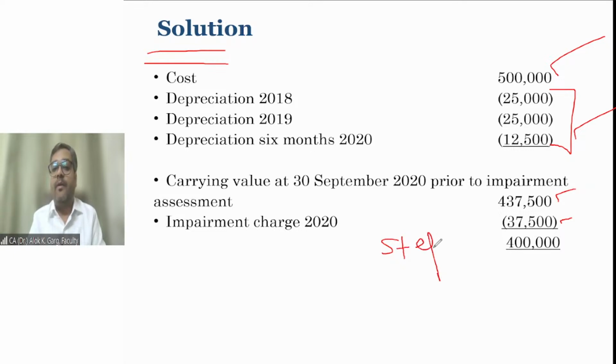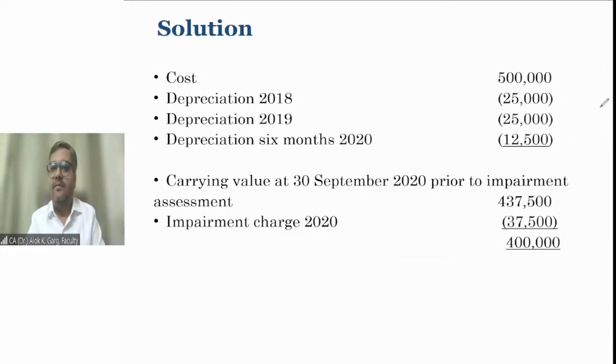What is the accounting entry for depreciation? Depreciation account debit to accumulated depreciation. What is the accounting entry of this impairment loss? Impairment loss account debit to asset account. Impairment loss account debit to asset, right? This is my step number one. Is that clear? Any doubt in step number one? We have already covered this step number one, right?